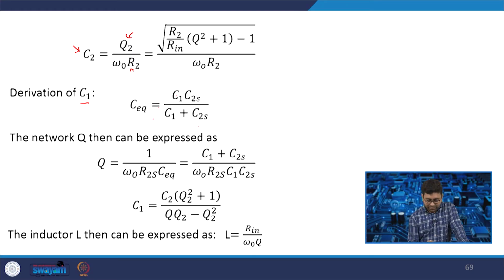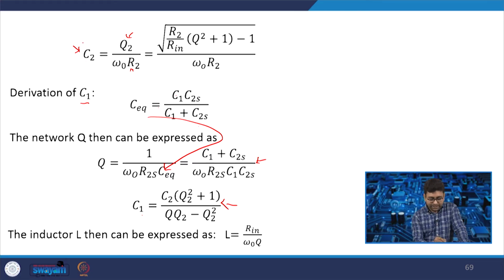C equivalent we will keep here, we will get the expression of Q. So, your C1 will be written equal to C2 Q2 square plus 1 by Q into Q2 minus Q2 square. So, finally, you will get the value of C1. Here we can replace the Q and C1 C2's value, we will get the final expression of C1 in terms of C2, Q and Q2.